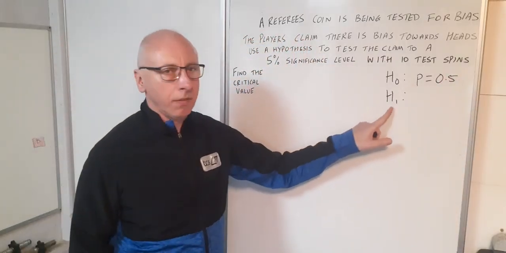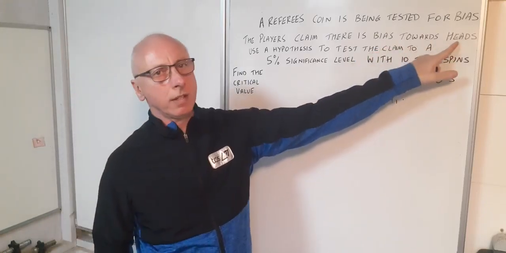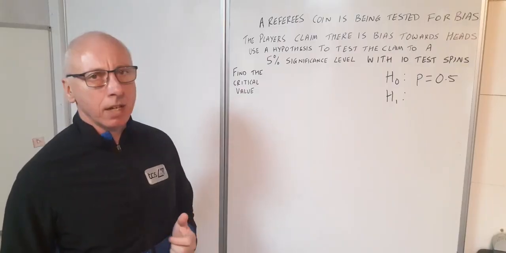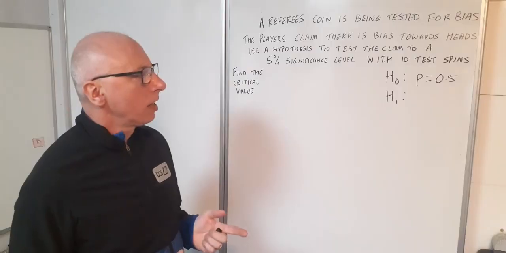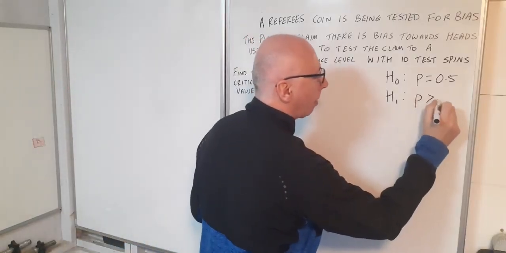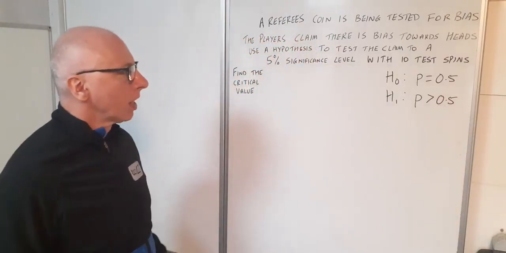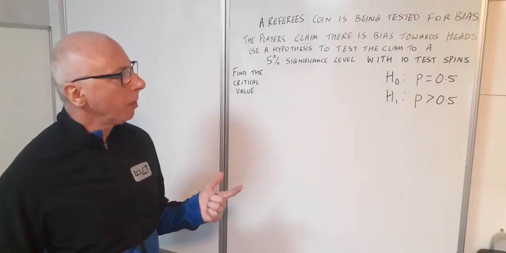Now, for the alternative hypothesis, we've just got to be a little bit careful because there's bias towards heads. To be biased towards heads, that would indicate the probability is more in favour of one side than the other. So this is going to be a one-tail test. So therefore, we want the probability p to be greater than 0.5. So that's going to set up our null hypothesis and our alternative hypothesis.